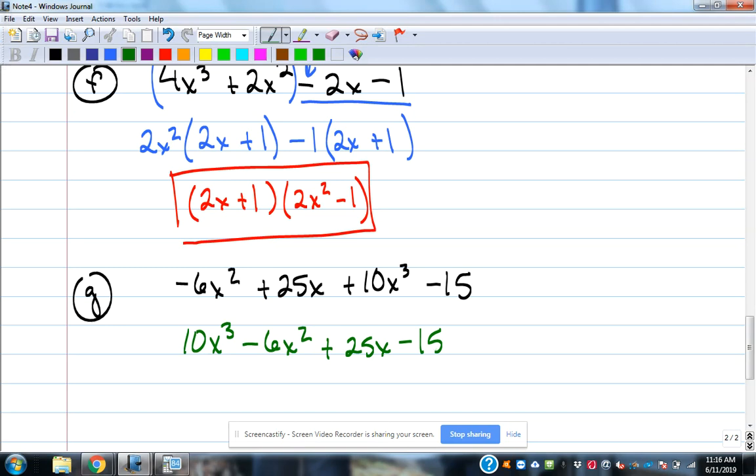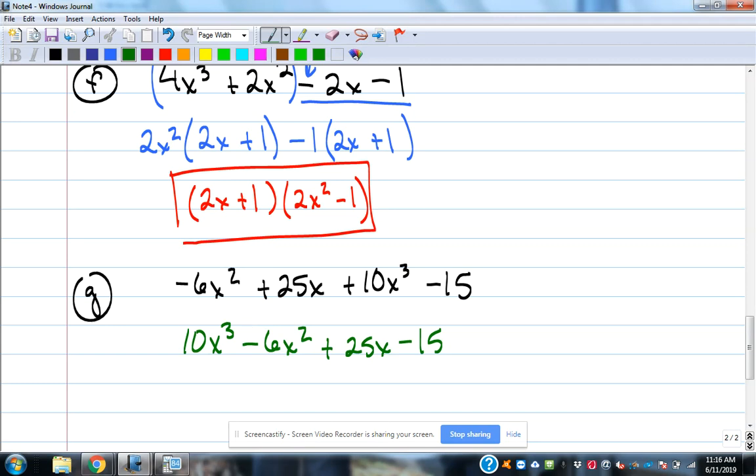We look for a GCF across the entire problem. 10, 6, well, they got 2 in common. But 25 doesn't have that. Well, 10 and 25 and 15 all have 5 in common, but the 6 messes that up. So no GCF on this problem. That's disappointing, but I think we can deal with it.